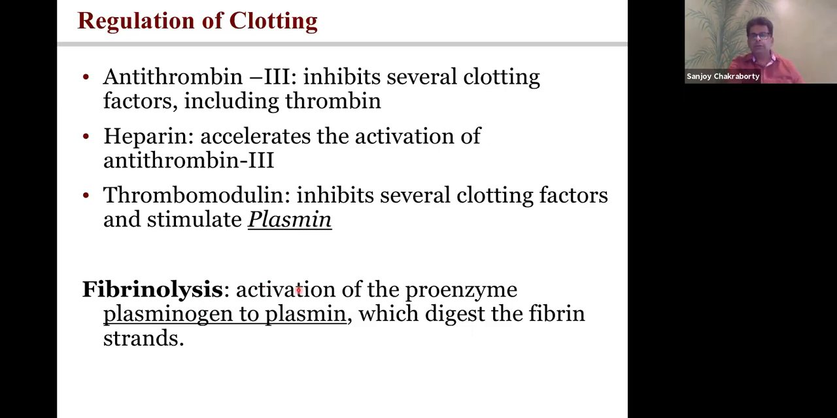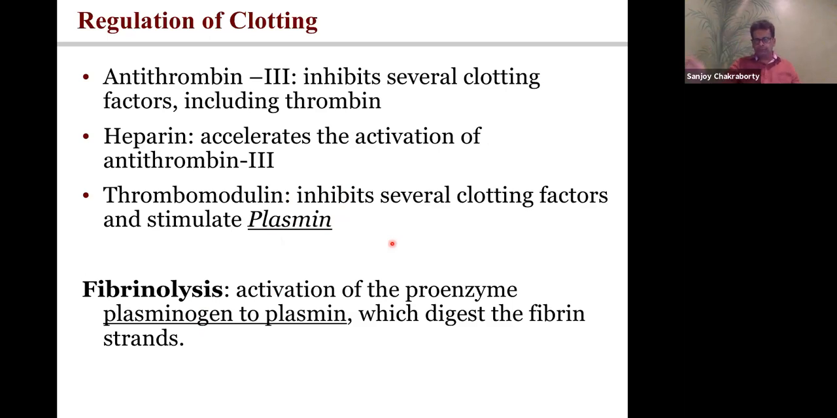That digestion of fibrin is called fibrinolysis. Lysis means breaking down. So you're breaking down fibrin. And who does it? Many things. One of the main enzymes is plasmin. So this plasmin is stimulated by thrombomodulin again. So that's a little bit of the regulation of blood clotting.